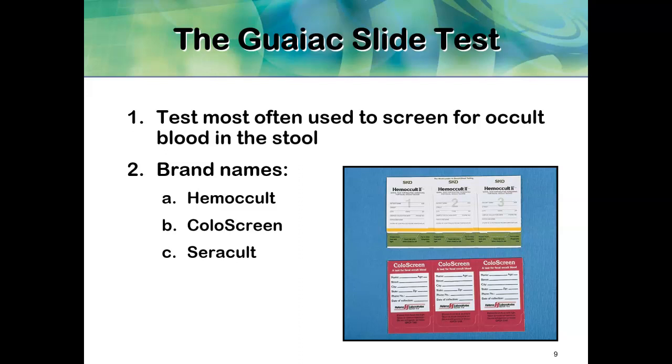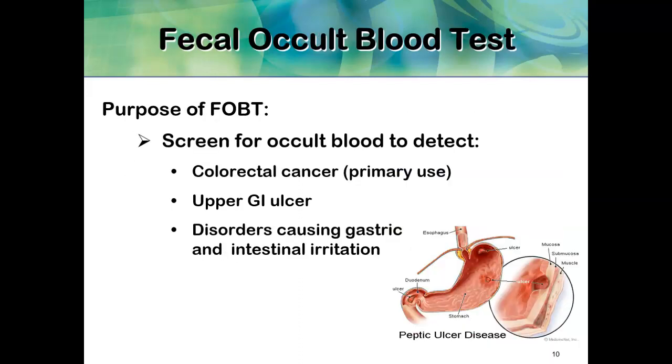And it's called a guaiac slide test, which is exactly what you're running at home, the fecal occult blood test. It's a synonym. And you'll see different brand names out there: Hemoccult, Serocult, Coloscreen. Sometimes you'll see them in packs of three, like the three cards, which is the ones that you all have. Or sometimes there'll be an individual test card for the patient to screen once.